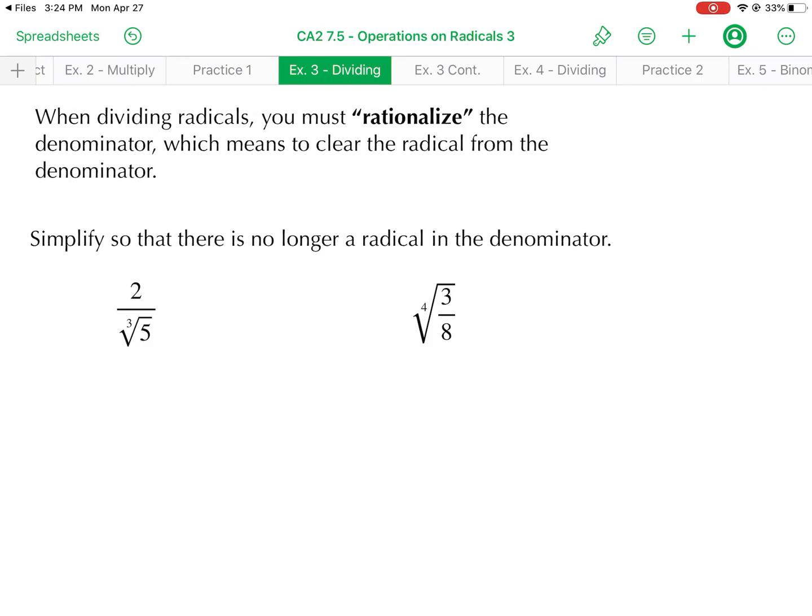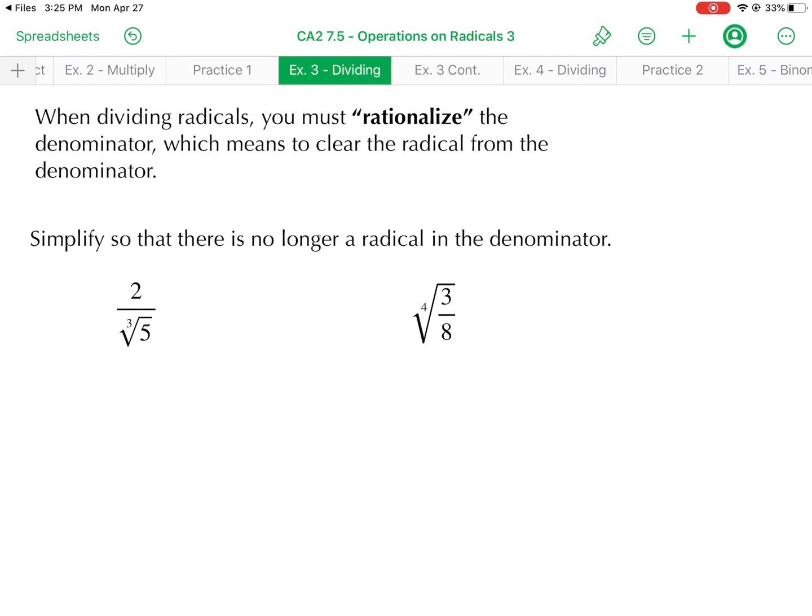Alright, let's get into the lesson. Okay, I think it'll make more sense now that you can hear me. We are dividing radicals today, and that is often referred to as rationalizing the denominator. Because if you have a radical in your denominator, chances are it's an irrational denominator. And if we clear that radical, we're taking it from an irrational number to a rational number, hence rationalizing the denominator. So you'll notice my directions here, they say to simplify so that there's no longer a radical in the denominator. Let's start with 2 divided by the cube root of 5.